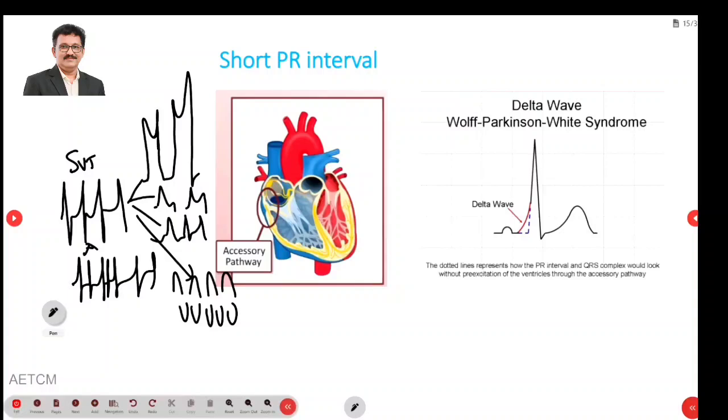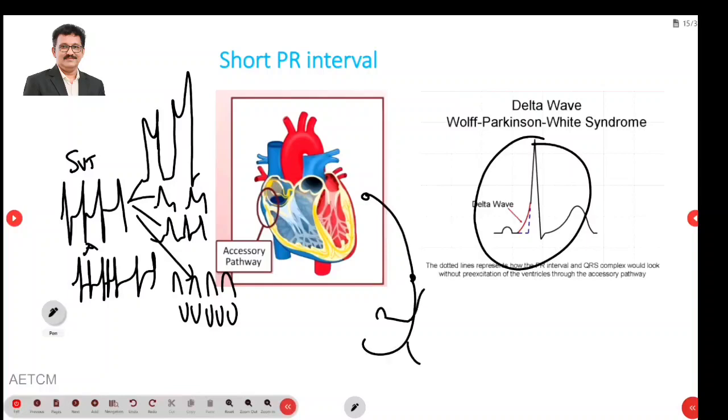Now we will go for another important aspect of ECG reading, that is short PR interval. Short PR interval is a feature of WPW syndrome. So normally SA node to AV node conduction, AV node to bundle, the P will be there, QRS will be there, T will be there. But here, what is happening? There is an accessory pathway somewhere here, so that will become faster than the original.